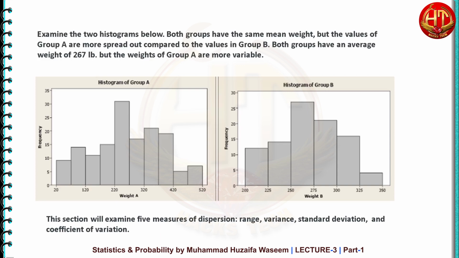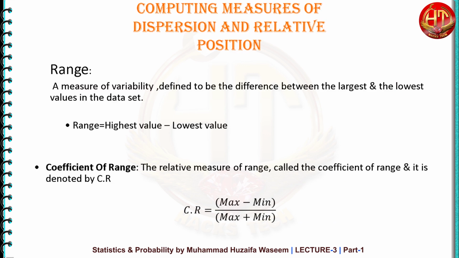This section will examine measures of dispersion: range, variance, standard deviation, and the coefficient of variation. Computing measures of dispersion and relative position. Number one is range. So what is range? A measure of variation defined to be the difference between the largest and the lowest value in the data set. So range is equal to the maximum value minus the minimum value in the data set.